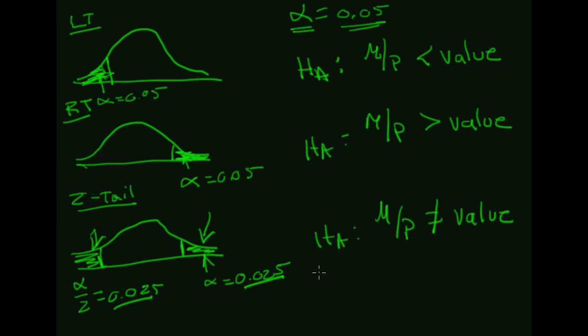So what we're going to be looking at later in class is we're going to give you some examples of claims that are going to be written as a null and an alternate hypothesis. You have to identify whether it's left, right, or two-tailed, and then we might give you a claim and ask you to write the two hypotheses, and then tell me whether it's a left, right, or two-tailed test. All right, so that's it. That's left, right, and two-tailed tests.